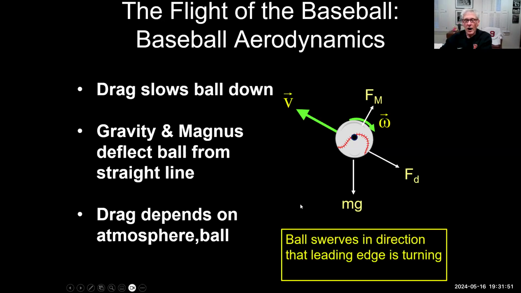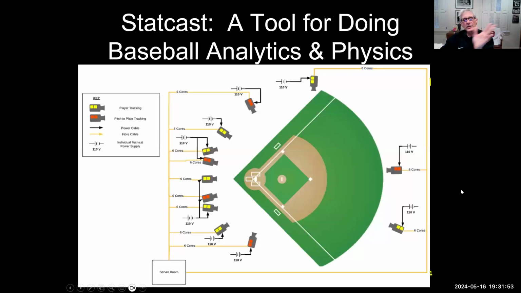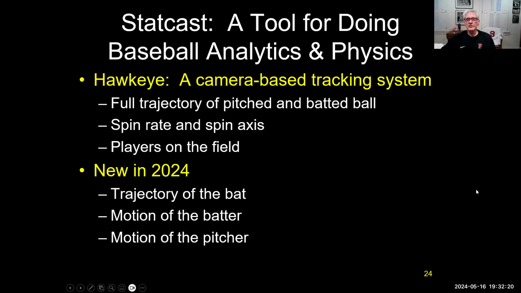All right. Nowadays, there's a lot of technology in the ballpark that's used. This is the so-called Statcast system. It's a great tool for both doing baseball analytics and doing physics. In particular, these cameras are tracking the baseball: the pitched ball, the batted ball, the thrown ball. And there's a tremendous amount of really useful information, both for the game as well as for understanding the physics of the game.